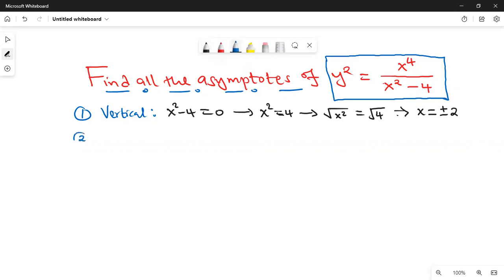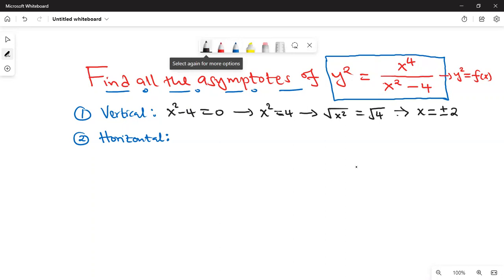Another one is horizontal asymptote. Now, to get the horizontal asymptotes, we need to find the limit as x tends to infinity. Remember, y squared is equal to f of x. Let me rewrite it here. This means y squared is equal to f of x. So take the limit as x approaches infinity.